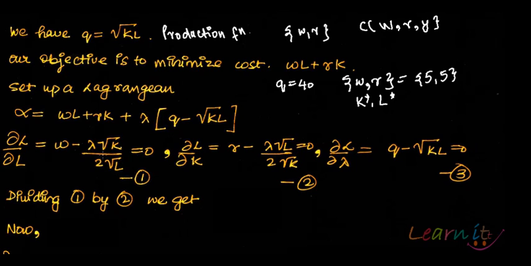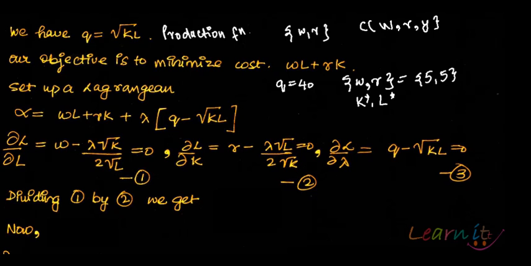So what you do is that you find three partial derivatives: del L by del L, del L by del K, del L by del lambda. Fine. So del L by del L is W minus lambda root K upon 2 root L equals 0. Del L by del K is R minus lambda root L upon 2 root K equals 0. Del L by del lambda is Q minus root KL equals 0.